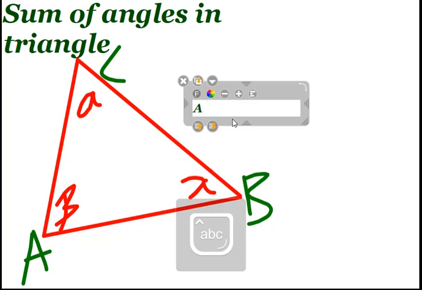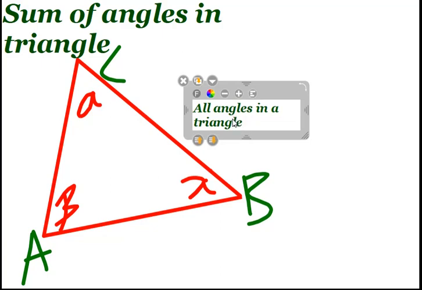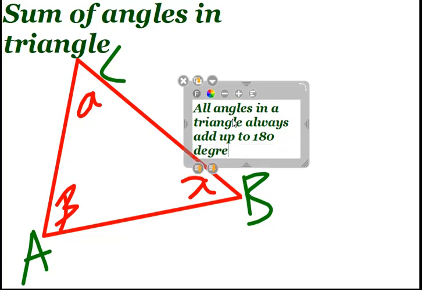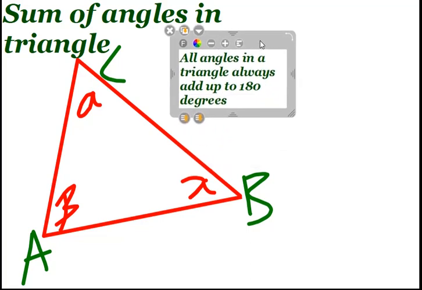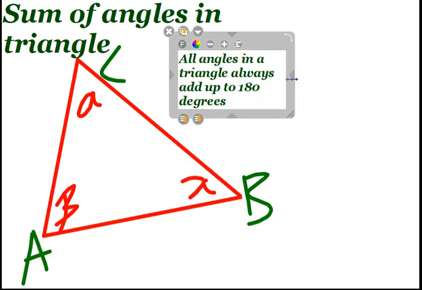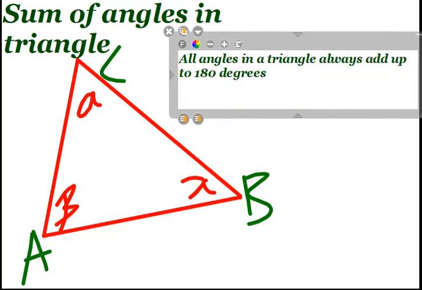So all angles in a triangle always add up to 180 degrees. So all angles in a triangle always add up to 180 degrees. And so this is what we mean.